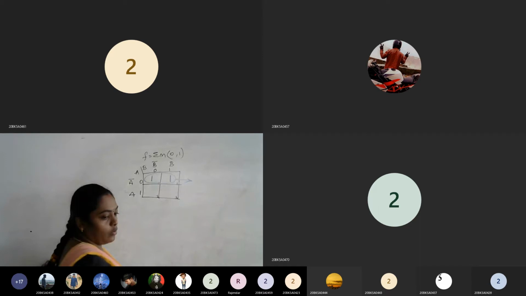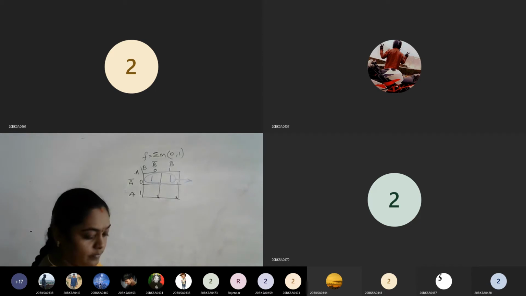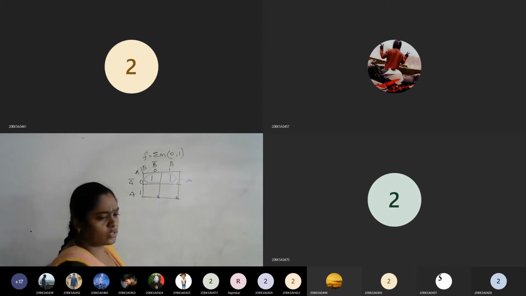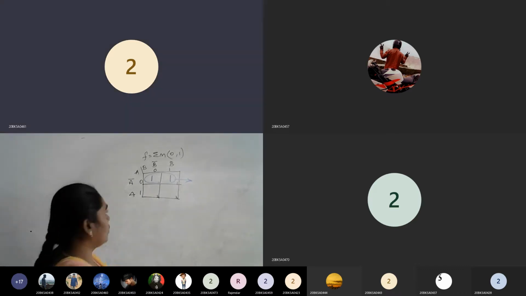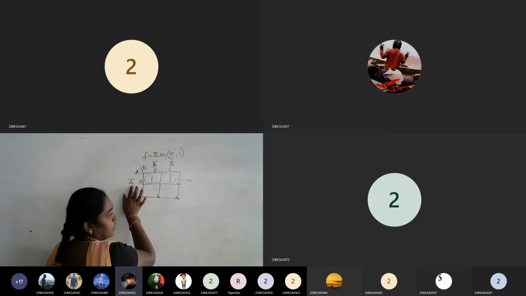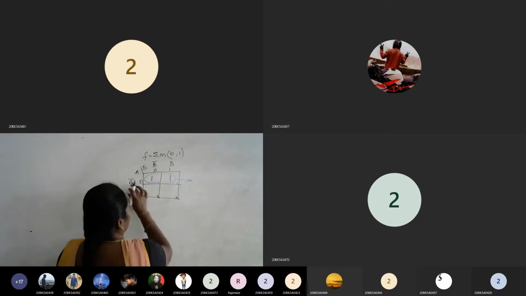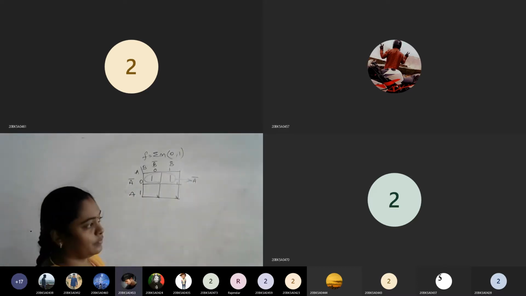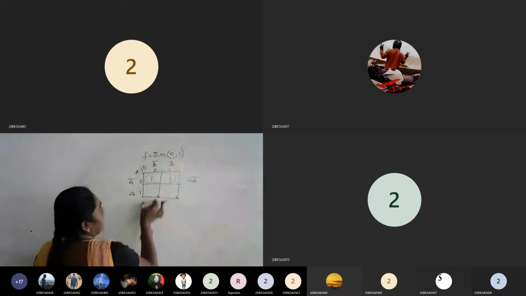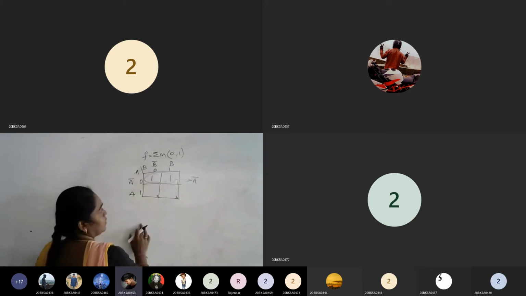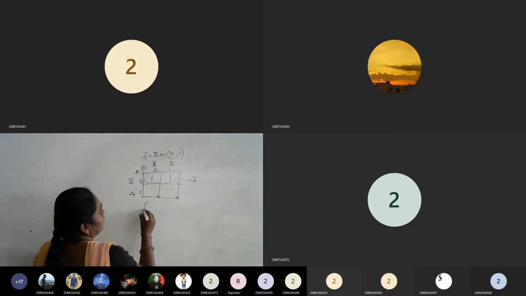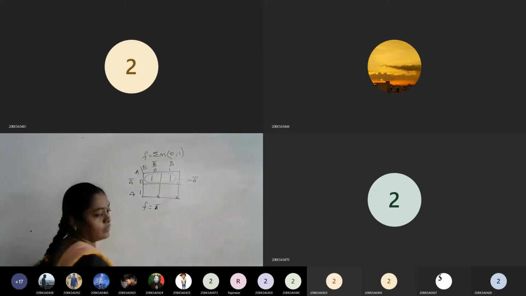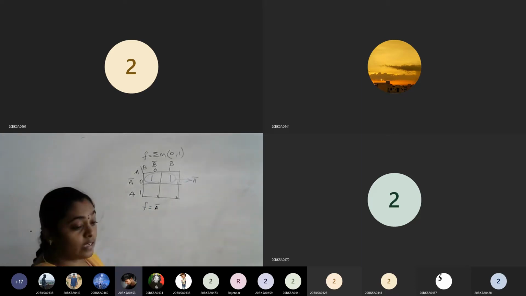First check it out in row. In how many rows is it present? 0 and 1 are present in how many rows? 1 row. That row is related to A bar. So the row is A bar. It is present in how many columns? 2 columns, B bar and B. As both are opposite to each other, B will be cancelled out. So F is equivalent to what is the result? A bar. Is it clear? Yes, ma'am. Take down this.